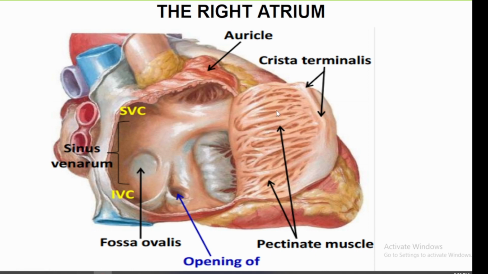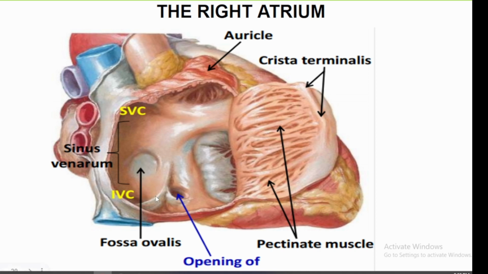So this is the right atrium. The right atrium has been cut open. We can see the superior vena cava, SVC, which collects blood from the upper part of the body, above the heart. We have the inferior vena cava down here, these blue ones, which collects deoxygenated blood from all the parts that are below the heart.